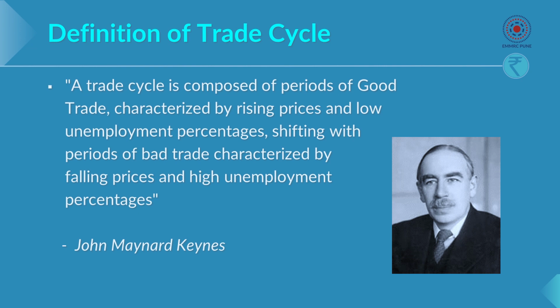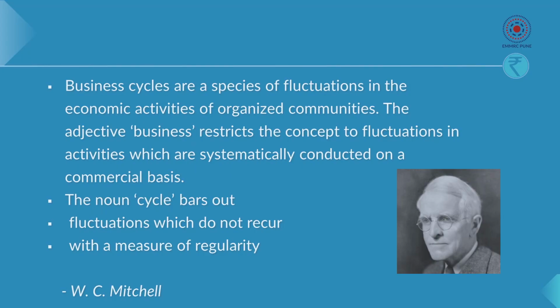Let us consider certain definitions of trade cycle as given by various economists. First, according to Keynes, a trade cycle is composed of periods of good trade characterized by rising prices and low unemployment percentages, shifting with periods of bad trade characterized by falling prices and high unemployment percentages. The second definition, according to W.C. Mitchell: business cycles are a species of fluctuations in the economic activities of organized communities. The adjective business restricts the concept to fluctuations in activities which are systematically conducted on a commercial basis. The noun cycle bars out fluctuations which do not recur with a measure of regularity.